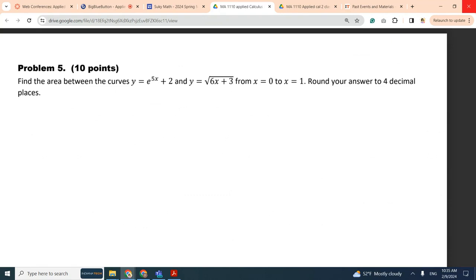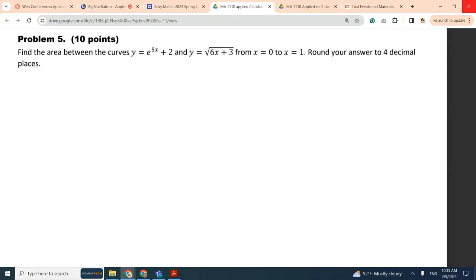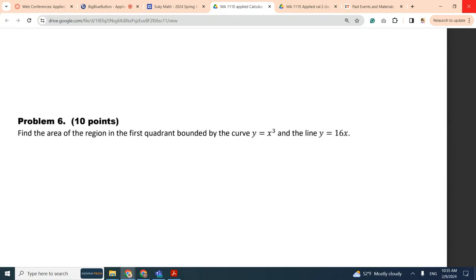So your x goes from 0 to 1. And then you draw the picture to figure out which one is the upper function and which one is the lower function. Then we can integrate that, and round your answer to 4 decimal places.